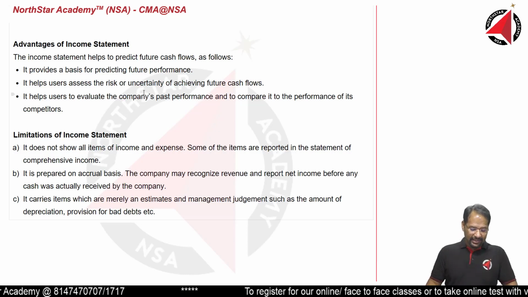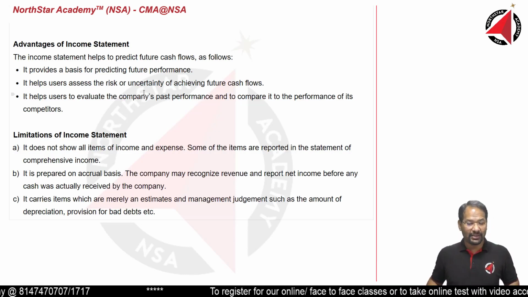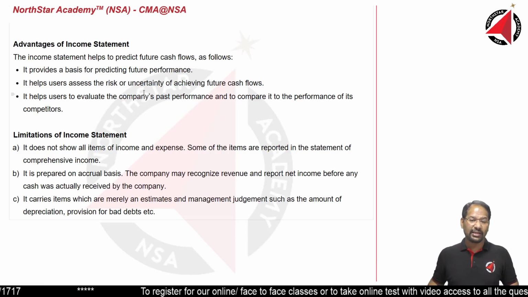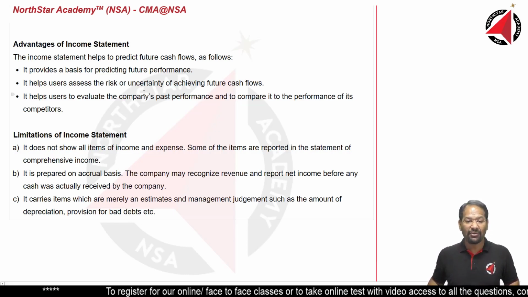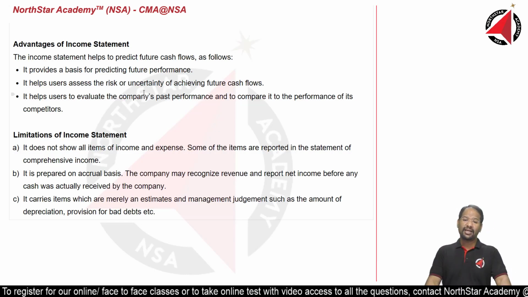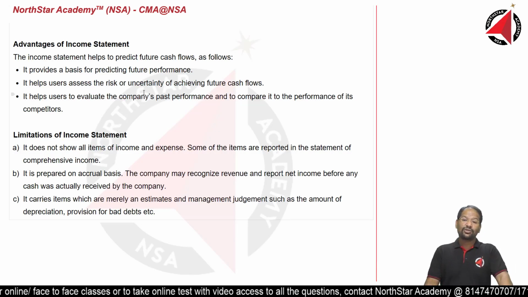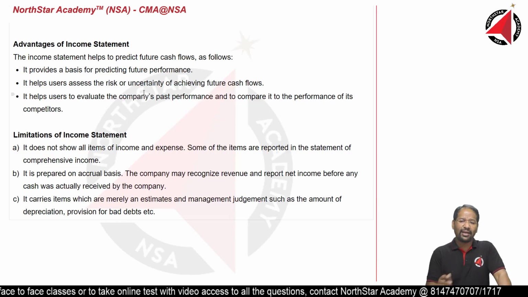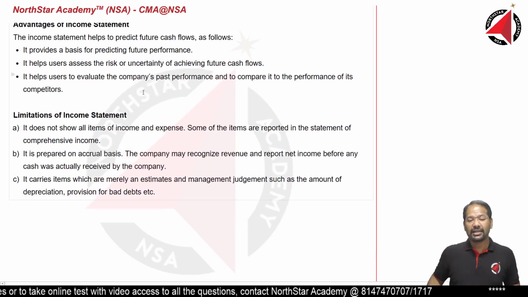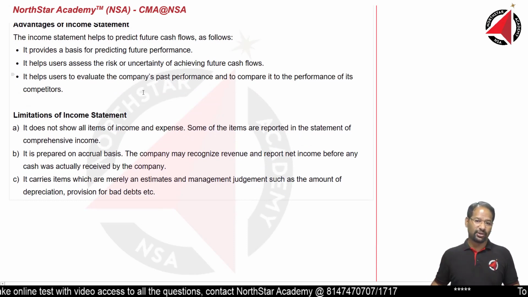The next is, it is prepared on accrual basis, not on cash basis. So there may be net income shown in the income statement, but you may not have sufficient cash as mentioned in the net income. For example, there are a lot of credit sales. Net income is showing 5 million. But all the credit sales have not paid you money. So will you have 5 million in your hand? Answer is you may not have. So the income statement does not show you the cash position.